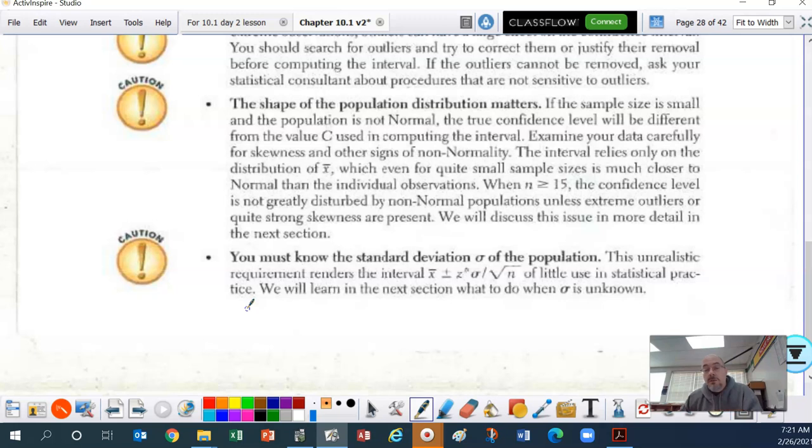Because it's not realistic to know the standard deviation of the population, okay? That's where the table B and the T distribution is going to come in. That's what we're going to be doing in chapter 10.2. But for now, we know it. All right, let's get to this example.